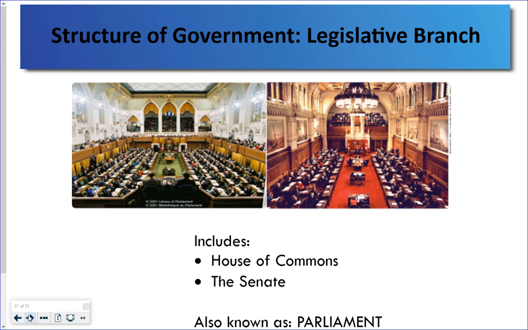All right. The legislative branch. We're moving to the legislative branch. You have the House of Commons and you have the Senate. Once again, the House of Commons is green, the Senate is red. House of Commons makes up 338 members, whereas the Senate is 105. The combination of the two now makes up Parliament. By the way, these guys are elected, these guys are appointed.